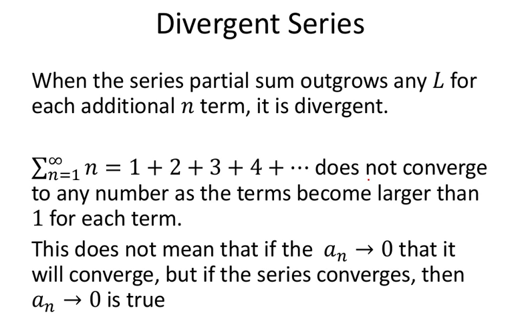It doesn't mean that the a sub n term getting close to 0 will make it converge. But if the series converges, then there's no doubt about it that a sub n will approach 0 towards infinity. So a limit is not conclusive to telling if you have convergence. But if it does converge, then you better believe that limit will converge to 0.